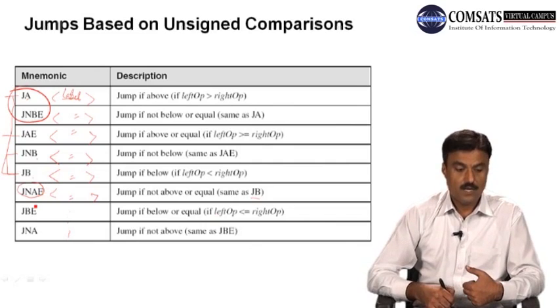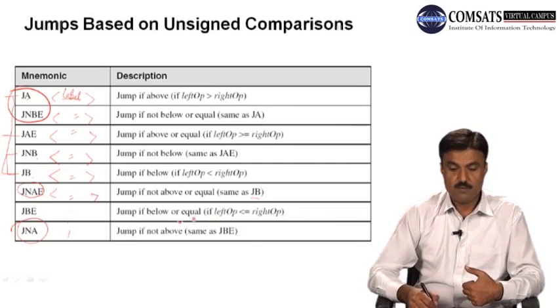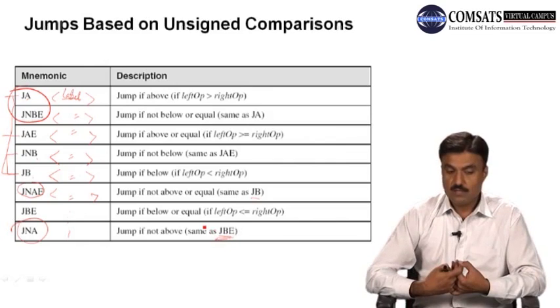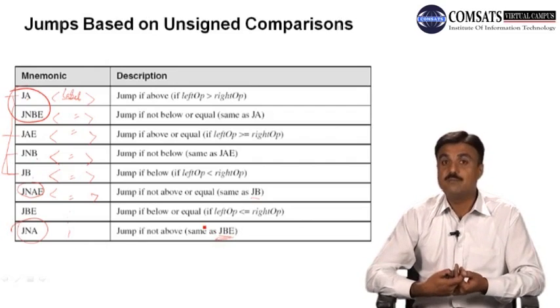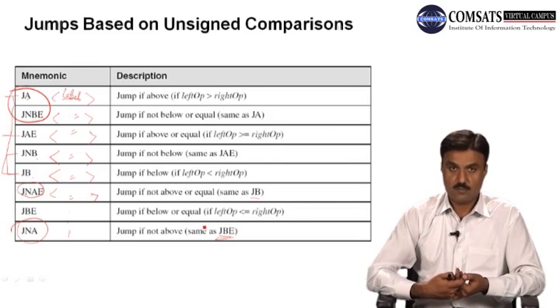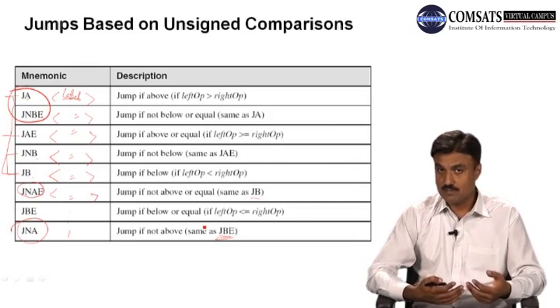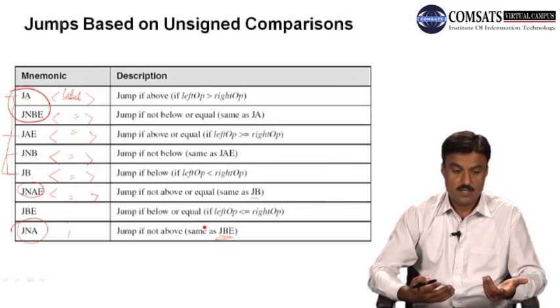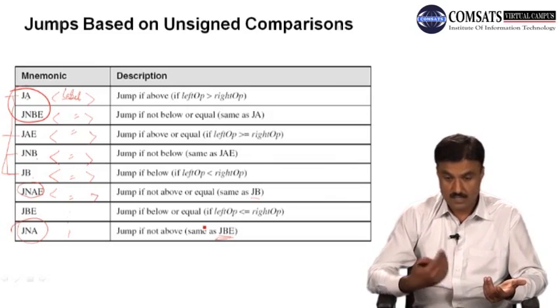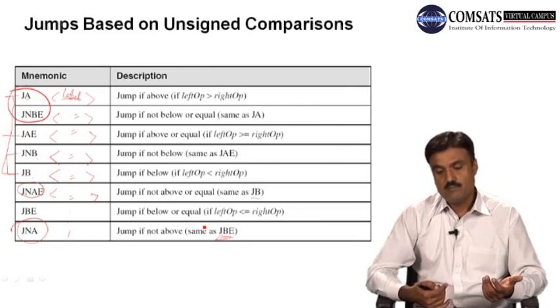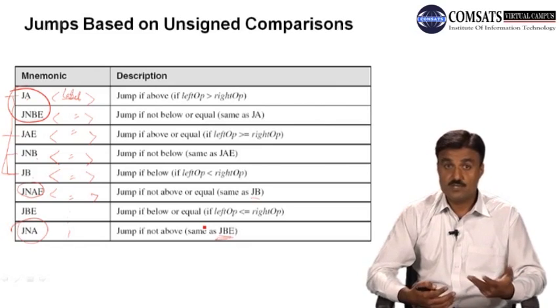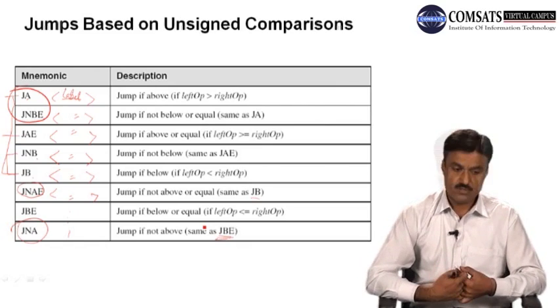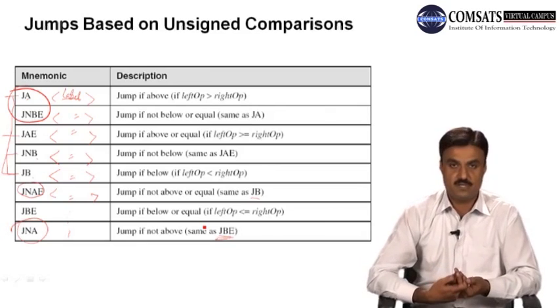Jump below or equal and jump not above. Jump not above is equal to jump below or equal. Now can you imagine one thing here, that there are multiple instructions that have almost similar operation, but the number of opcodes is very large. There are 2, 4, 6, and 8 for this unsigned comparison, and almost 3 or 4 instructions perform the same operation. Almost these 8 instructions, 4 perform the same operation.